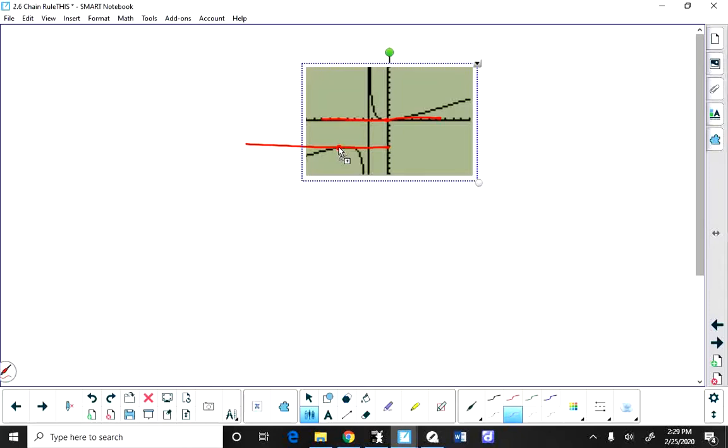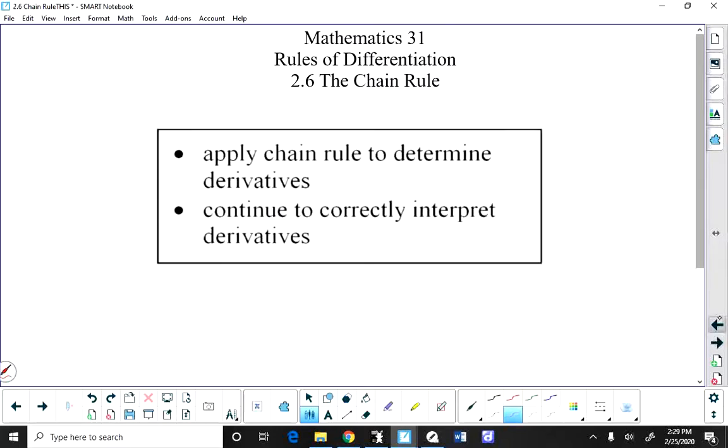Okay, we're going to move on and look today at what's called the chain rule. And the chain rule is used at all levels in differentiation.